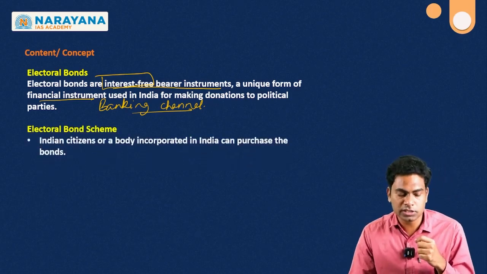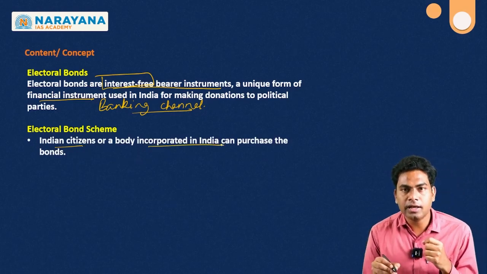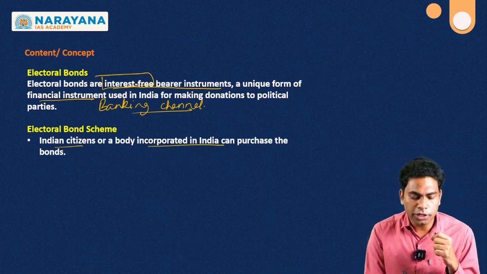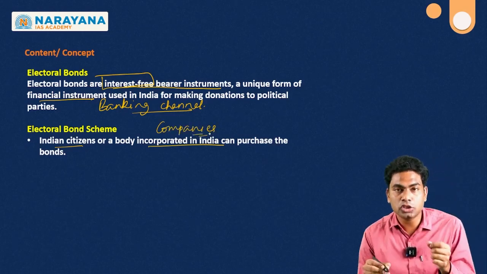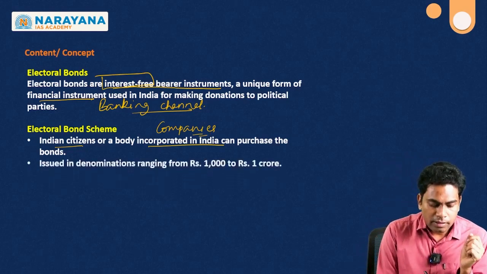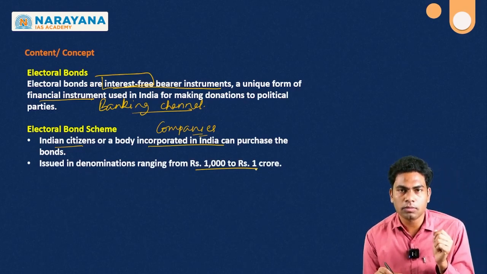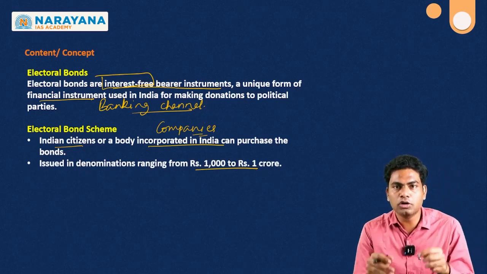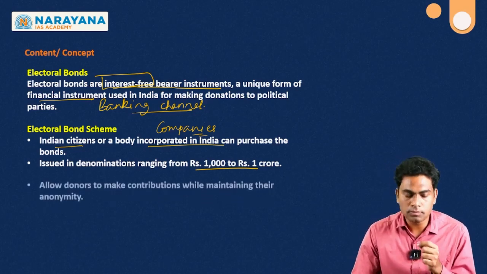Now let us look at the scheme. Only Indian citizens or bodies incorporated in India could buy this bond. Bodies incorporated, for example, the companies, which are running as per the Indian statute, Indian law. And it is issued in denominations ranging from 1,000 to 1 crore rupees. So you could donate to the extent of 1 crore, starting from 1,000 rupees, using this scheme.